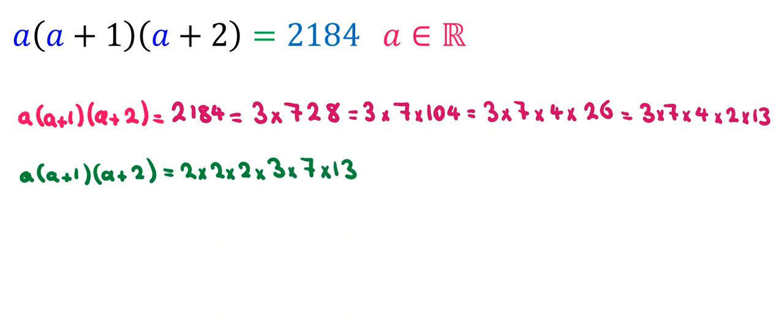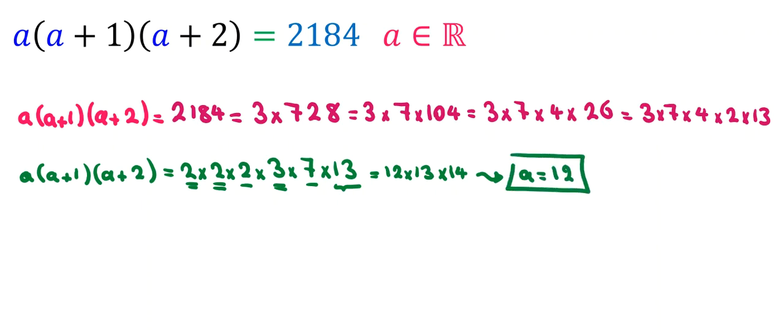Now we want to see how we can write it as a product of 3 consecutive numbers. We have 13, so if we consider 7 and 2, it's 14. And so let's write like this: 7, 2, 3, 2, 2 is 12. So it will be 12 times 13 times 14. So much good. Because the left hand side is a times a plus 1 times a plus 2, one answer is a equal to 12. It is our first answer.